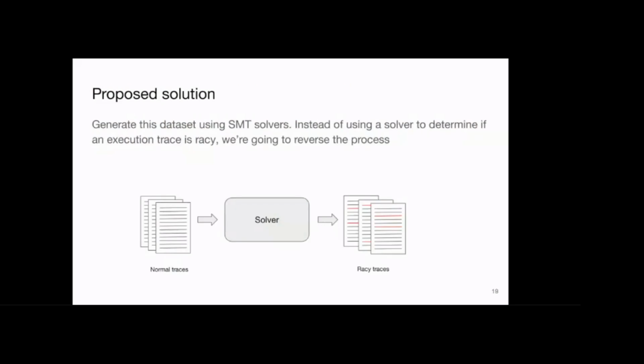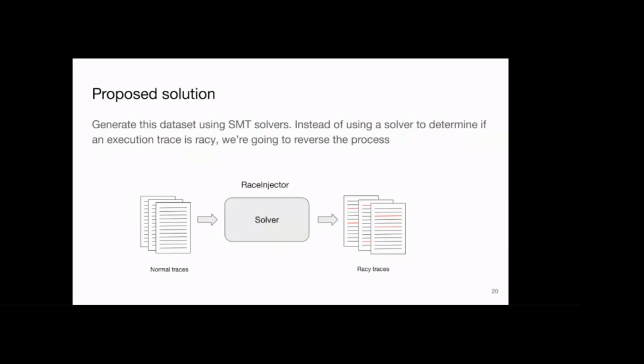So this work is to address that, and what we try and do is use an SMT solver to create this data set. Typically, these solvers that I mentioned earlier take an execution trace and determine if there's a race condition. What we're going to do is use the solver to instead introduce a race condition and use those introduced race conditions to evaluate existing tools. And this solver is what we call RaceInjector.